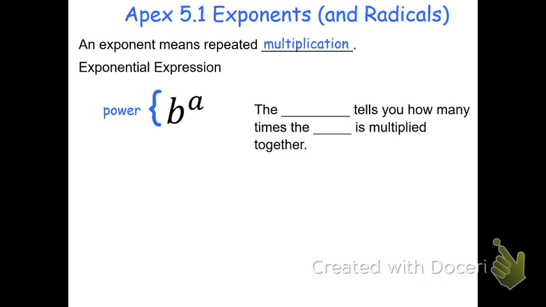And in the power, the bottom is the base. The superscripted number up top is the exponent. And the way this exponential expression works, the exponent tells us how many times we're going to multiply the base together. Now let's look at a couple examples here.